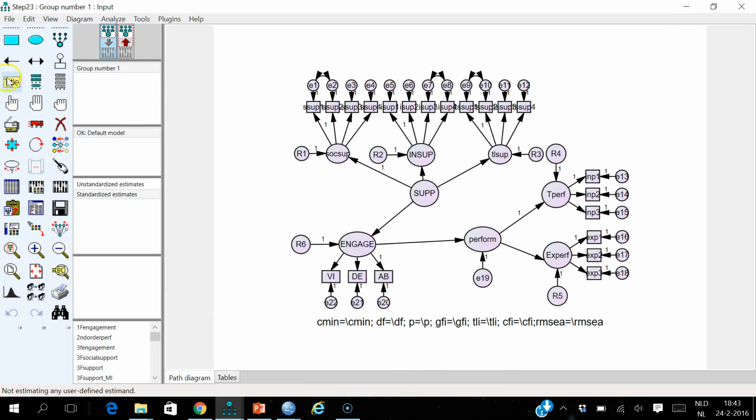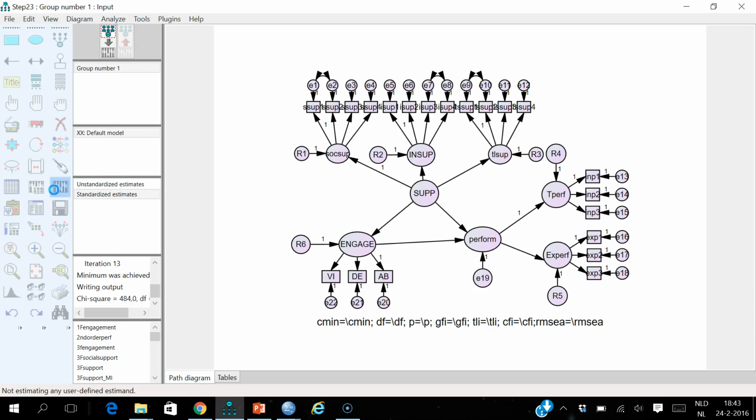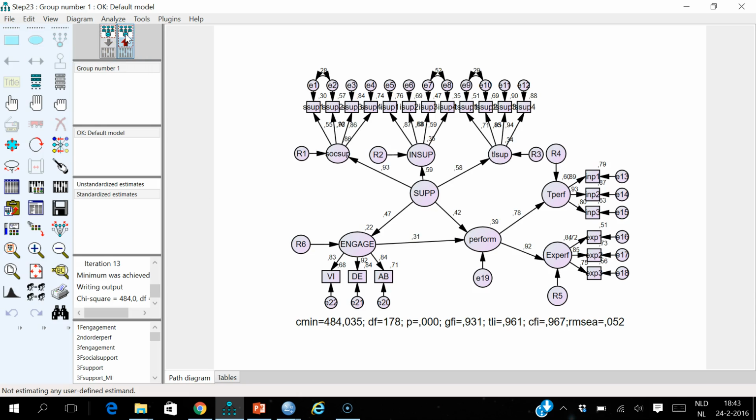So let's do that. So we enter again the direct effect from support to performance. Let's make it pretty. Run the analysis. Okay. Now, what we can see here is that the effect is 0.42. So remember, in step 1, we found a standardized coefficient of 0.56. This standardized coefficient is now reduced to 0.42 when taking into account engagement. Okay?